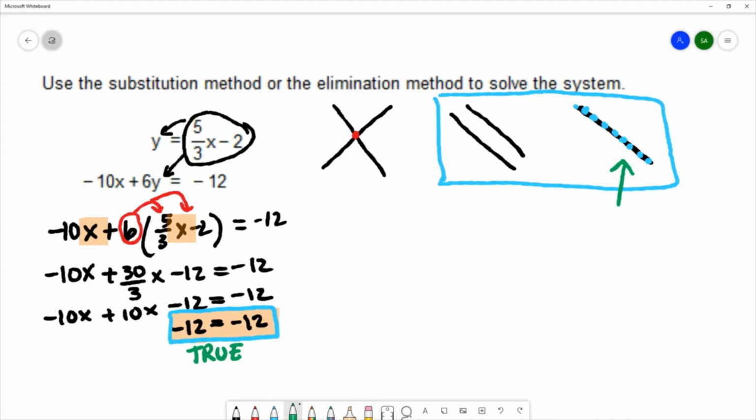If you ended up with a false statement, that would indicate that your two lines are parallel and never intersect each other. So when we're in this case, where the two lines are on top of each other, we have infinite ordered pairs that are solutions, but they are restricted to only the ordered pairs that are on this line. So we need a way to indicate that. So we're going to have some ordered pairs. Those ordered pairs will be x and y values.